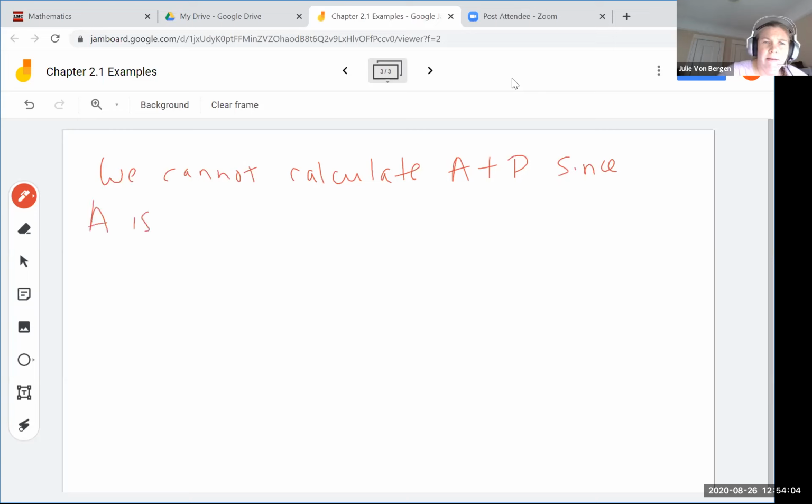A is a 2 by 3 matrix, and D is a 2 by 2 matrix. So in order to add matrices, they must have the same dimensions.